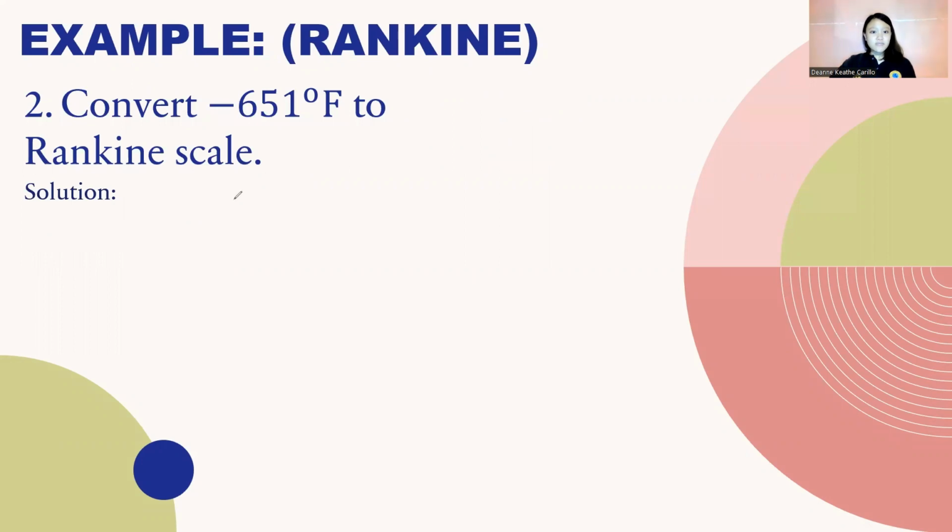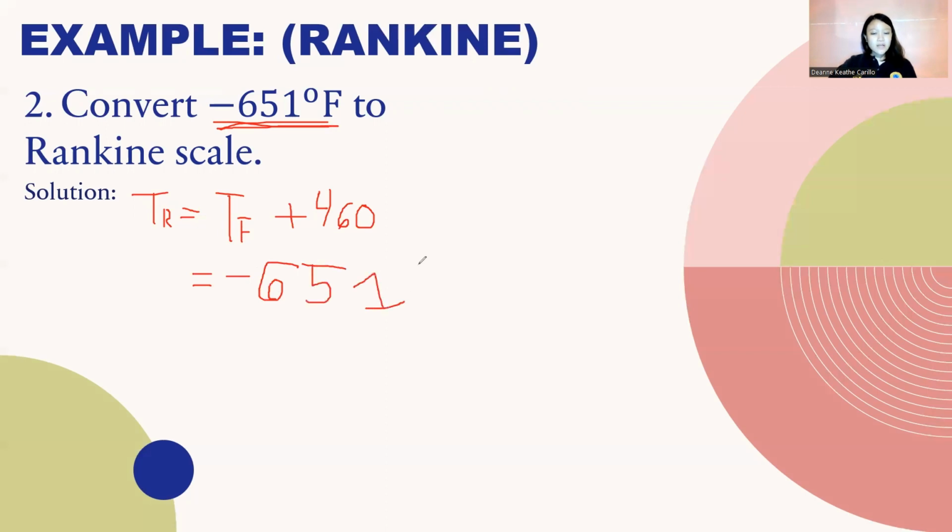Convert negative 651 degree Fahrenheit to Rankine scale. Let's write the formula first. Now, ang hinahanap dito is Rankine. Ang hinahanap dito sa example na to is Rankine. So, dapat i-convert natin itong given na negative 651 degree Fahrenheit into Rankine scale. So let's proceed.